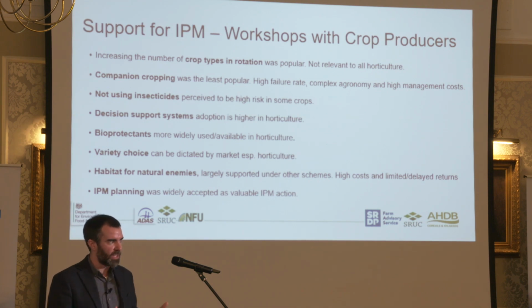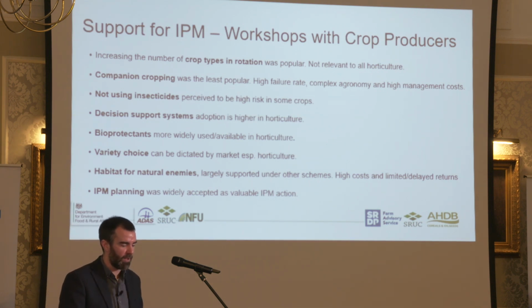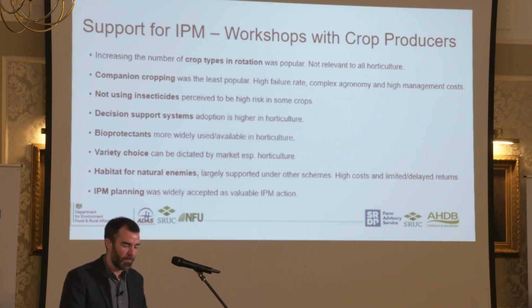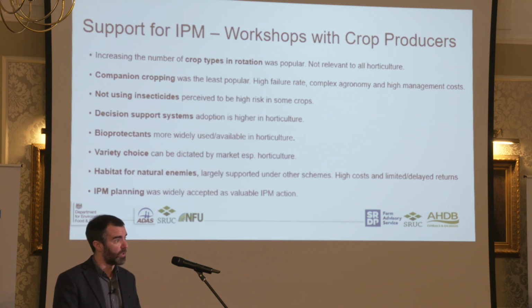Companion cropping, not particularly popular for the high failure rate. Not using insecticides, probably restricted to cereals. No one's going to not spray insecticides on high-value veg or potato crops. Decision support systems and bioprotectants, a lot more available in the horticultural sector. Variety choice, we talked about, can be restricted by the markets, and it's more so in the horticultural sector than it is in the arable.